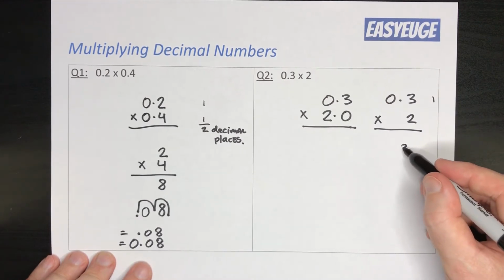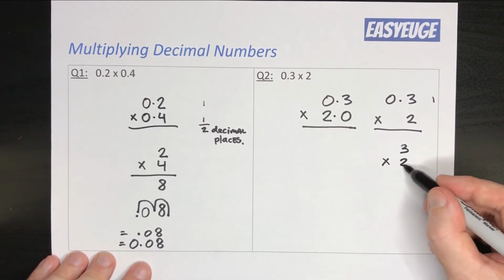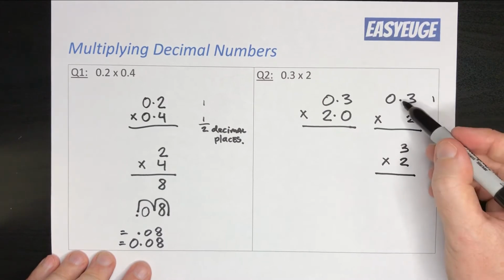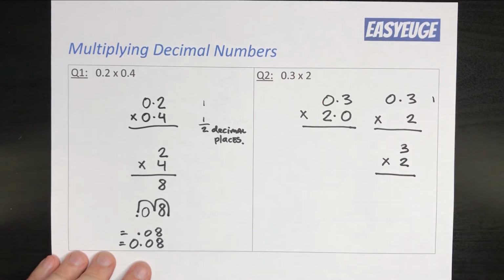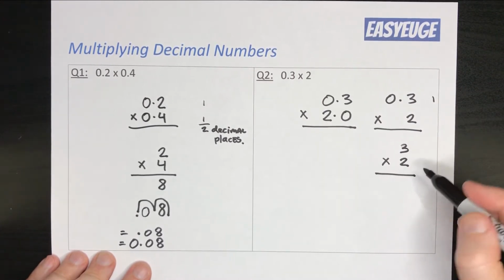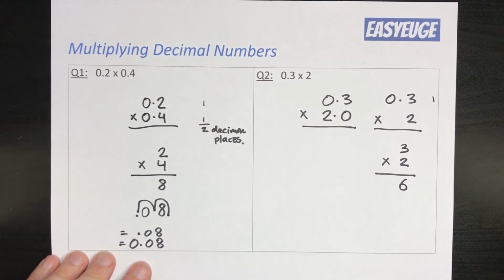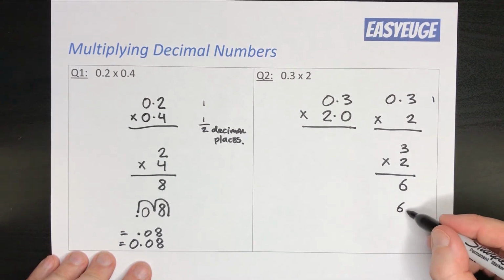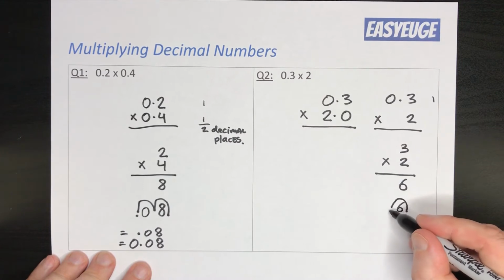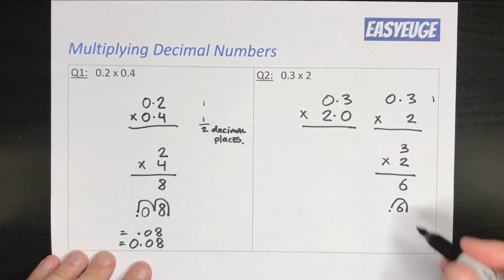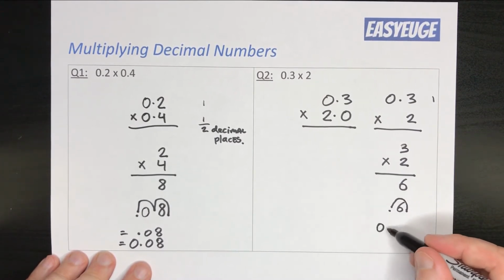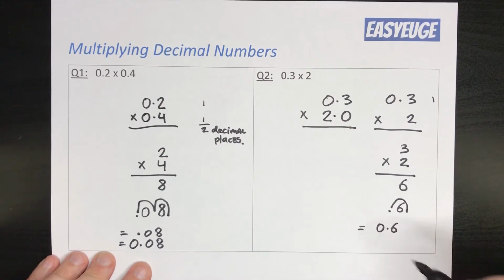So this can be rewritten as 3 multiplied by 2, because we've taken that decimal point away. 3 by 2 is 6. And remember, we took 1 decimal point out, so let's add it back in. 6 is the same as 6.0. So let's jump back 1 place and we put it here. So the answer is 0.6.